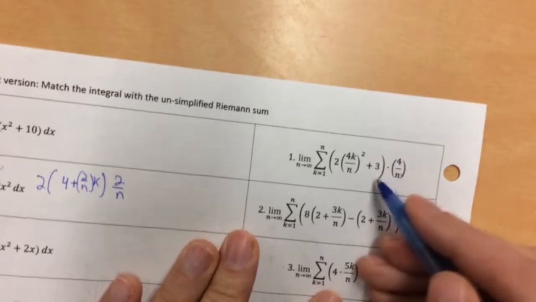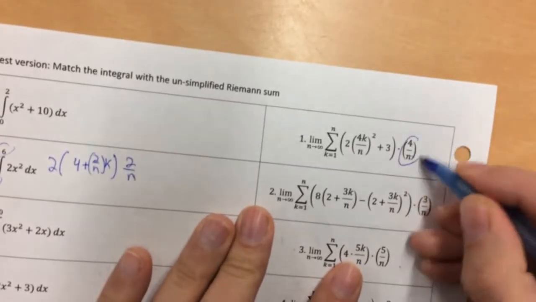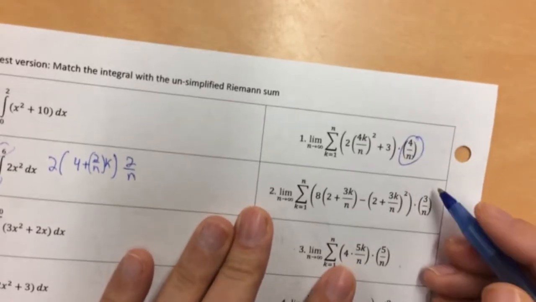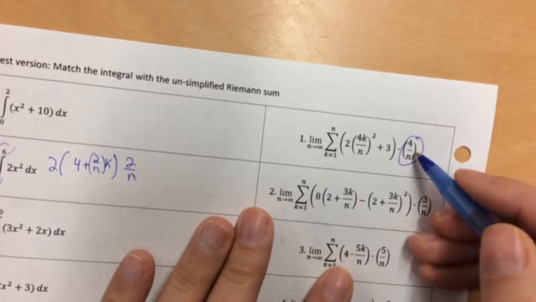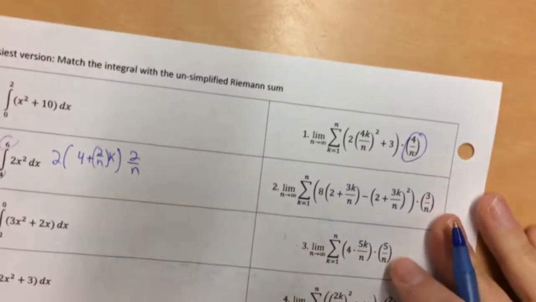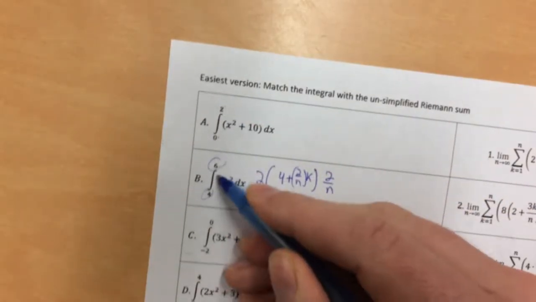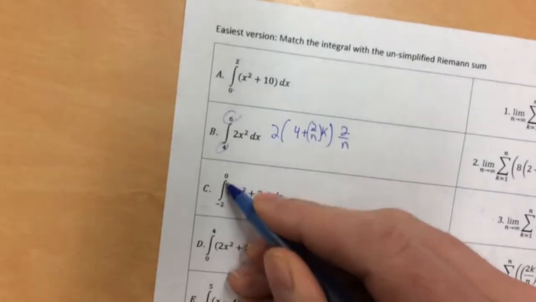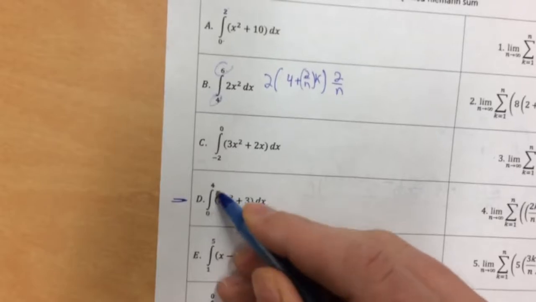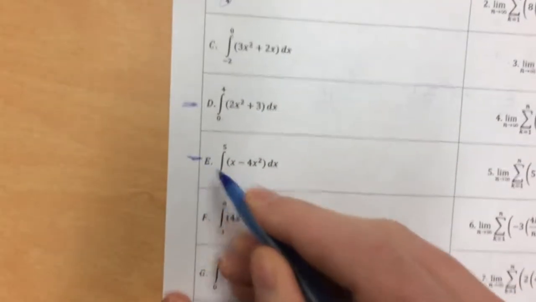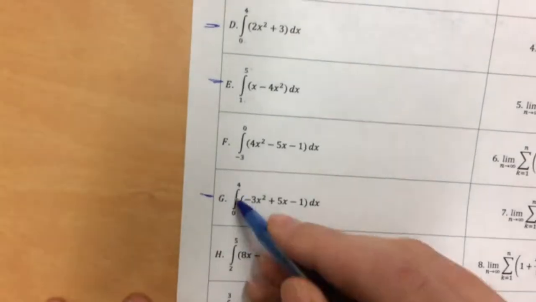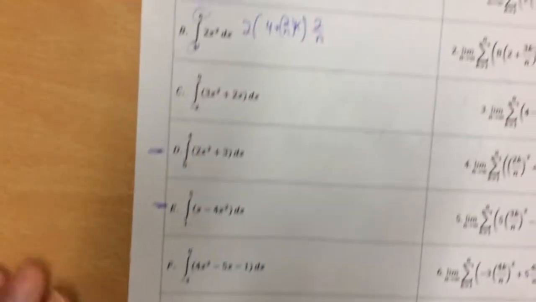The other direction, let's say we want to find this one. 4 over n, that has to be the difference in the integral. The integral has to have a length of 4. And so this is a length of 2, 0 to 2. This is a length of 2, 6 minus 4. Length of 2, maybe it's this one, 0 to 4. Maybe it's this one, 1 to 5. That's a length of 4. Maybe it's this one, 0 to 4. That's a length of 4. So it's going to be one of these 3.